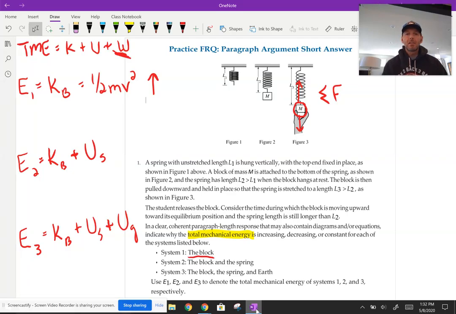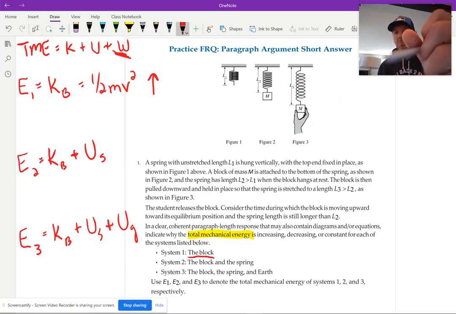So now let's think about the energy for system 2. So system 2 is the block and the spring as a system. Remember, we don't care about internal forces there. So the force of the spring on the block doesn't count here. So what do we have?